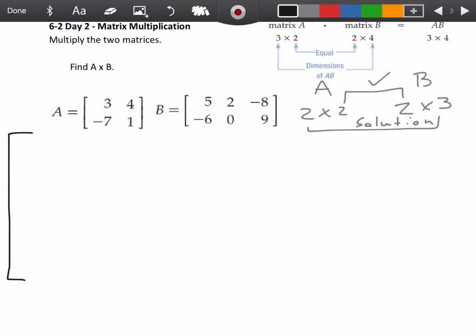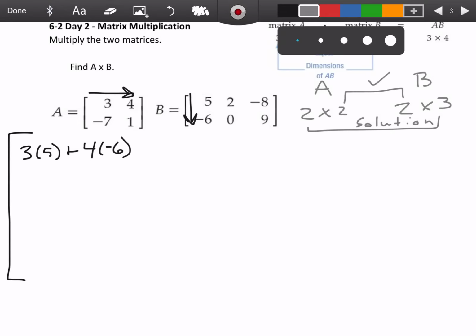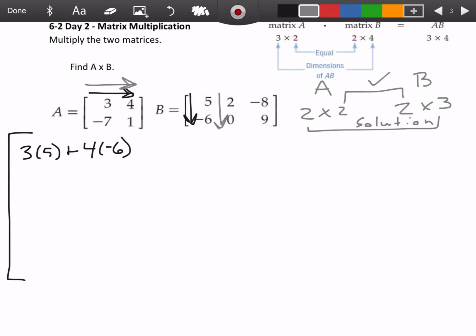Okay, and I'm going to run out of colors here, so I'm just going to start with black. So we're going to go across here and down there. I find it easier to color code than anything else. So we have 3 times 5 plus 4 times -6. Then the next one, I'm going to go across here still, but I'm going to go down that second column. Okay, which means that it would be right here. We'd have 3 times 2 plus 4 times 0.